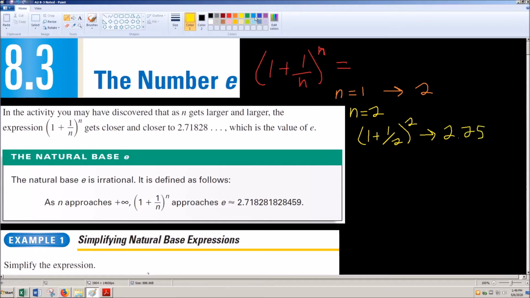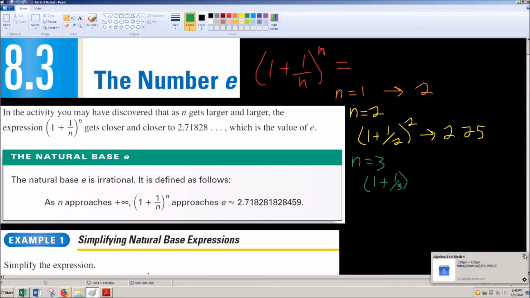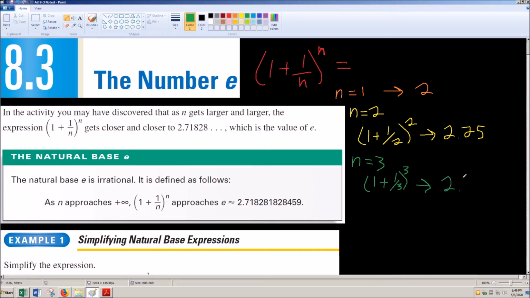And then if I do it again, we get n equals 3. We see that every time we do this, we're compounding more frequently, so the value is going to get slightly higher. We'll continue doing this until we reach infinity. 3 is the last one I'll show you. Here we got 1 and 1/3, and we're going to raise that to the third, which will give us approximately 2.37.